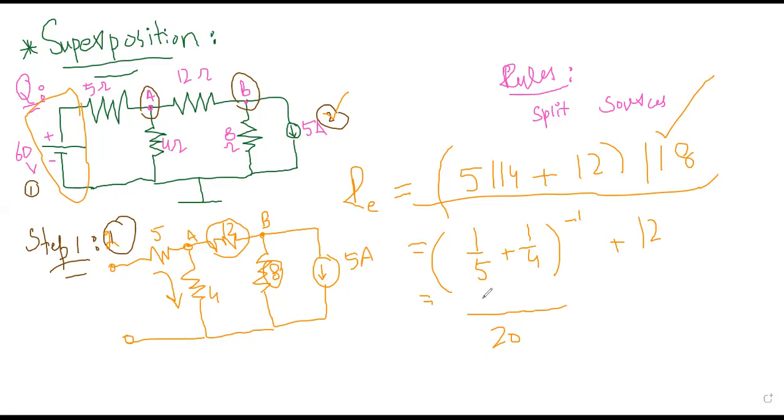20 upon 4 plus 5, and then there is an inverse sign, plus 12. After this it will be 9 upon 20 inverse, 9 upon 20 inverse plus 12, and the inverse will be 20 upon 9 plus 12.